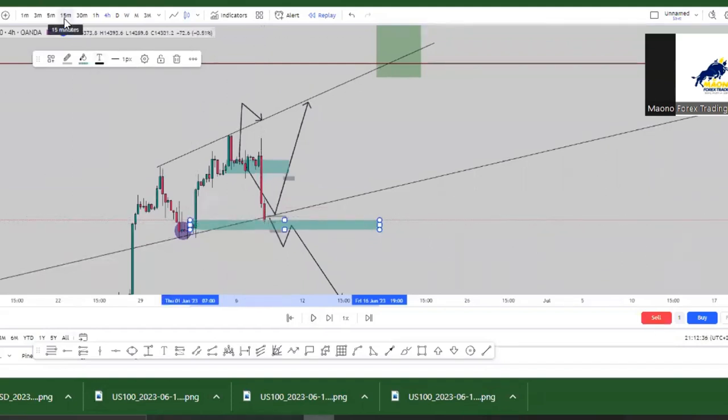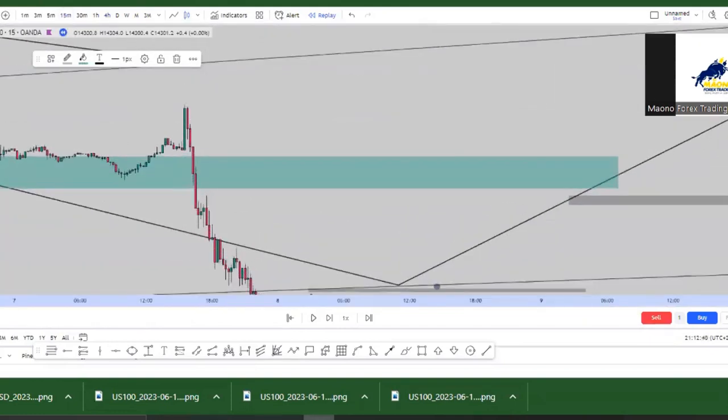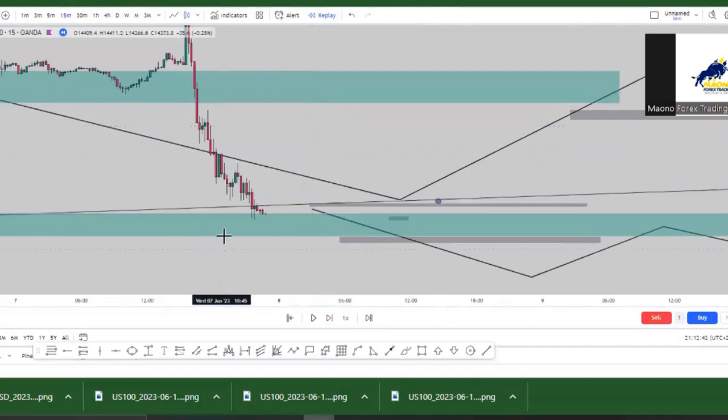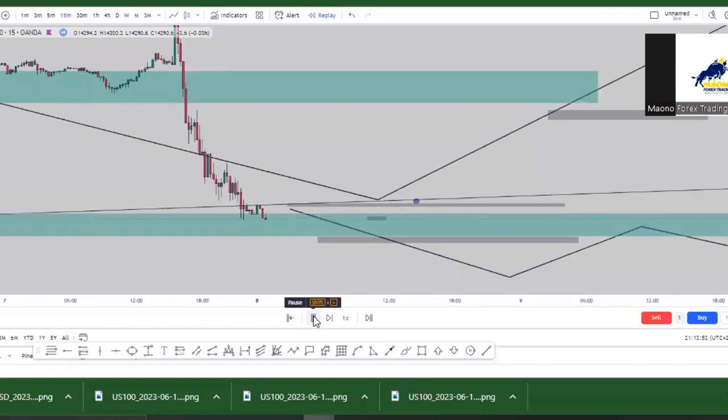Drop down to 15 minutes. I think this is the one that gave an inverse. The inverse. I still put this on Instagram as well. This gave the inverse. Let me do it here. This was a stupid trade.